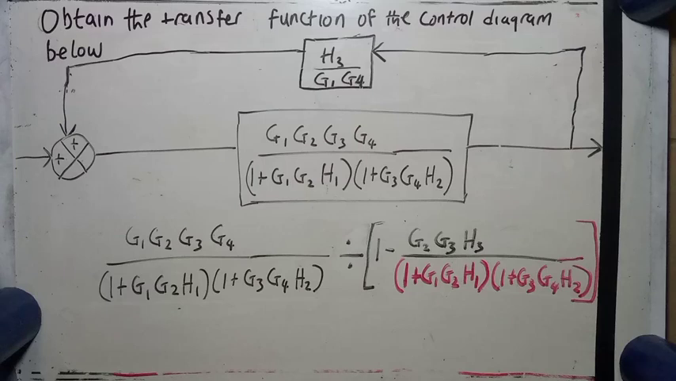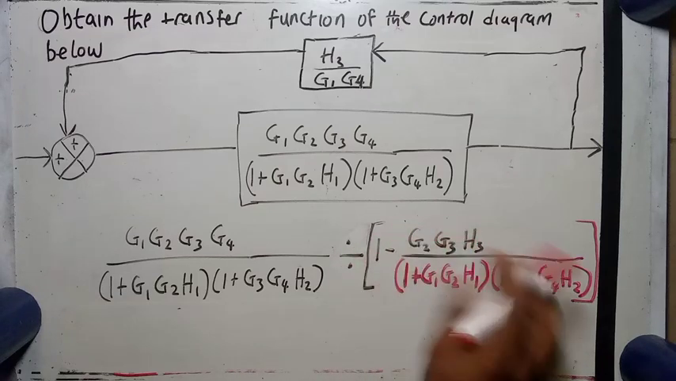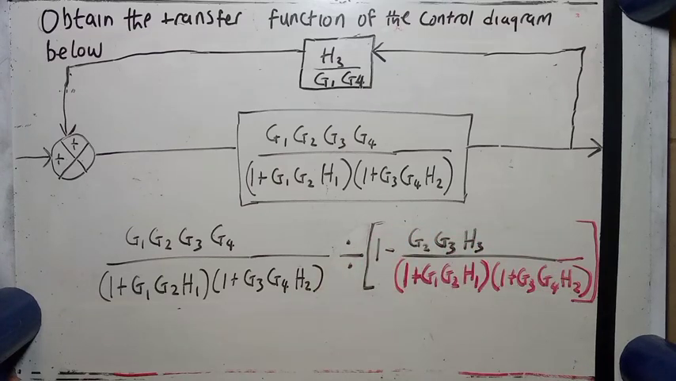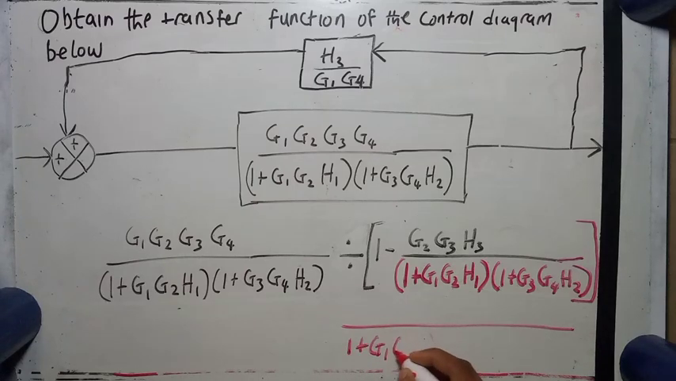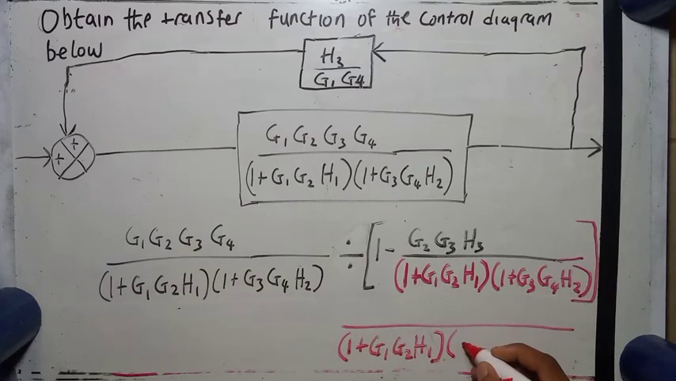Okay, now before we can convert this into a multiplication sign, we need to first of all make this our 1. I want to find the common multiple of this fraction. So when we do that, we're going to be having all of that over 1 plus G1 G2 H1. This one I've written many times. I hope I've not made any mistake.